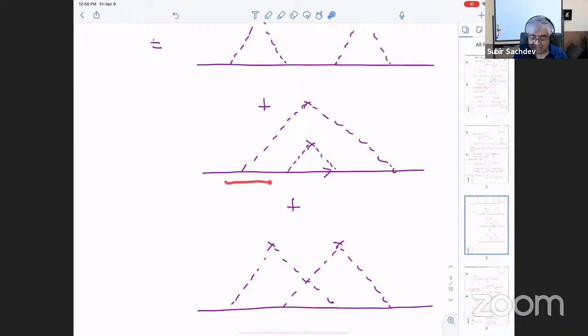This also seems like a reasonable thing. Here, the electron is scattering off some impurity, but in the intermediate state, it scatters off another one, but then it comes back to the original state and scatters off the first one. And this is also something we can take into account simply by putting in the full Green's function here rather than the bare Green's function.